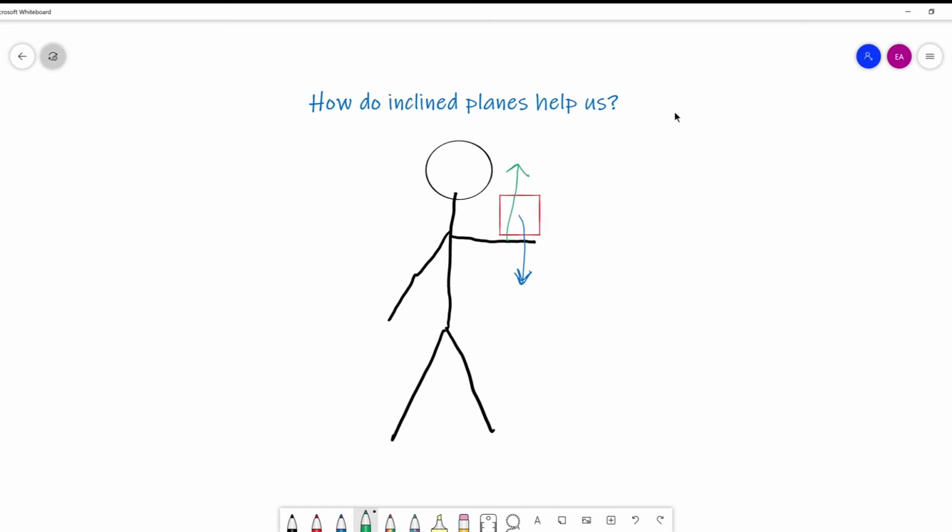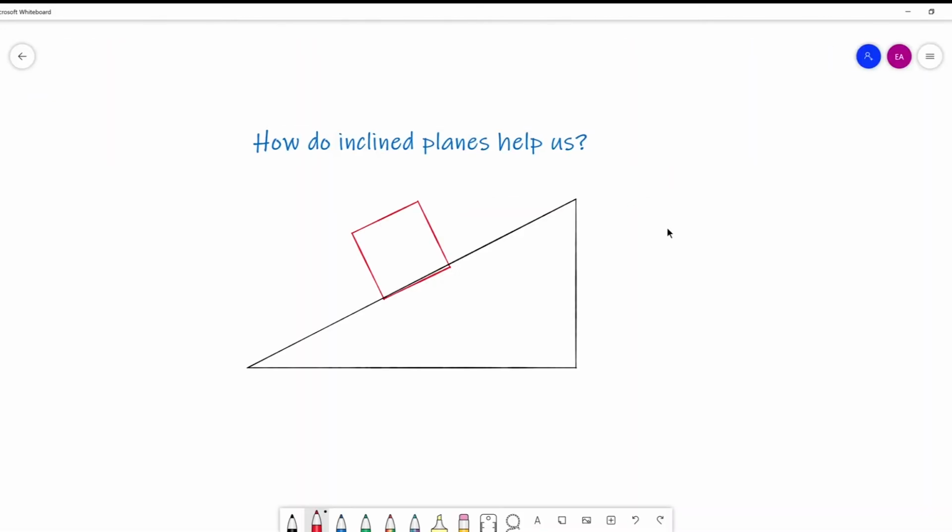And now, in order for the box to keep moving upwards, the green arrow needs to be greater than or equal to the force applied by gravity. This means that the force that you're pushing up on the box has to be at least as strong as the force of gravity on that box. Now, let's think about that same situation, but this time we have an inclined plane.